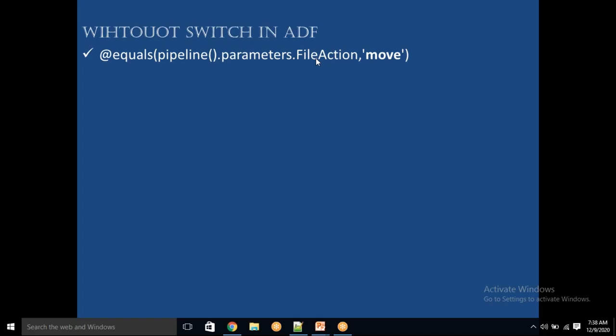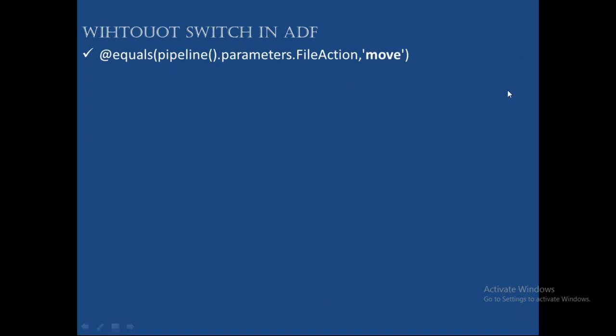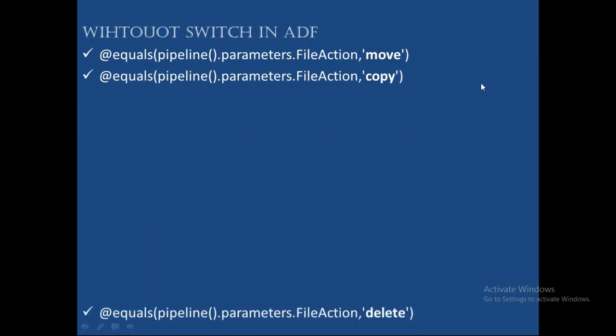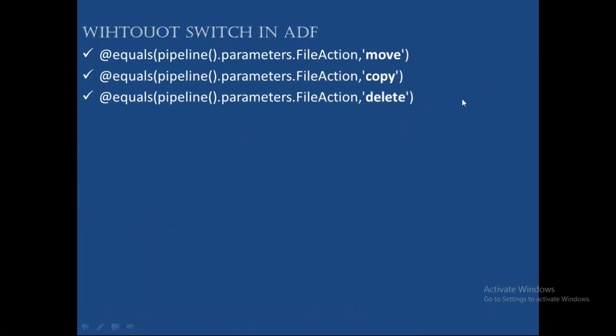So what I'm going to do is open a pipeline parameter. For that particular pipeline parameter, when I pass move, it will match with the move case. So I will send move to my switch activity, and the switch activity will execute the move case. When I pass copy, the copy case will execute. When I pass delete, the delete case will execute.